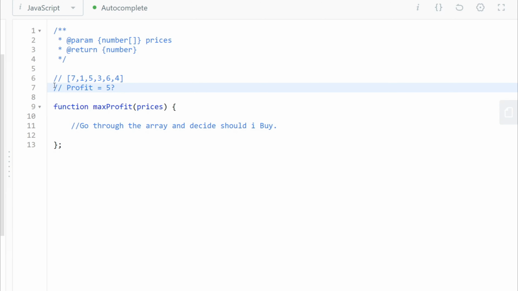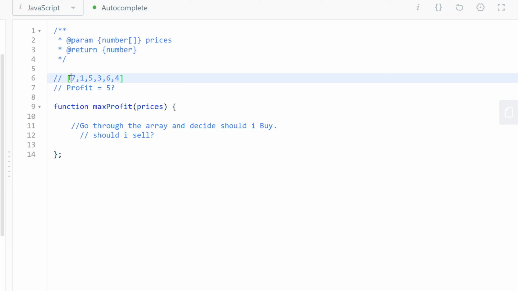Cool. So I'm going to go through this and say, hey, should I buy on $7? And if I do buy, what do I need to check afterwards? Well, you're going to say, should I sell? That's pretty much a high level. Okay, if I buy at $7, should I sell at 1? In this case, no, I should not sell.